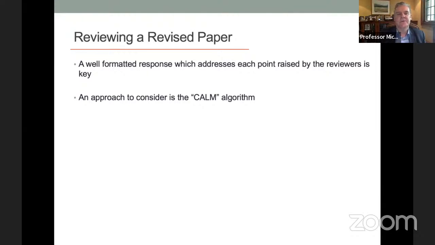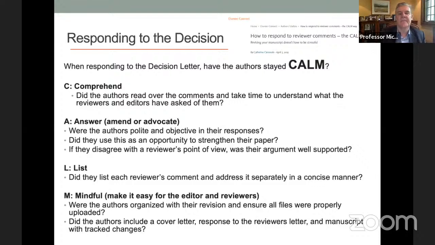So a well-formatted response which addresses each point raised by the reviewer is key. And an approach to consider is what's been referred to as the COM algorithm. So what is the COM algorithm? This is the reference here, which is actually on the Elsevier website, how to respond to reviewer comments. So when responding to a decision letter, have the author stayed calm? So the C, comprehend. Did the authors read over the comments and take time to understand what the reviewers and editors have asked of them?